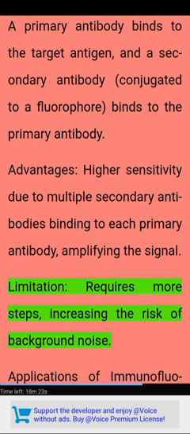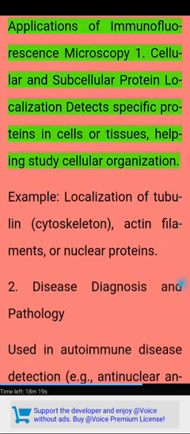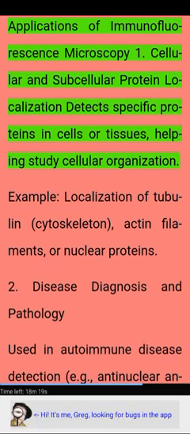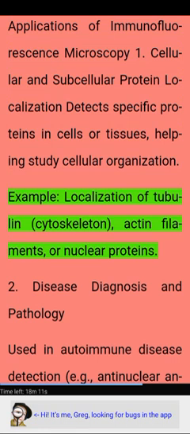Limitation: requires more steps, increasing the risk of background noise. Applications of immunofluorescence microscopy. 1. Cellular and subcellular protein localization detects specific proteins in cells or tissues, helping study cellular organization. Example: localization of tubulin, cytoskeleton, actin filaments, or nuclear proteins.